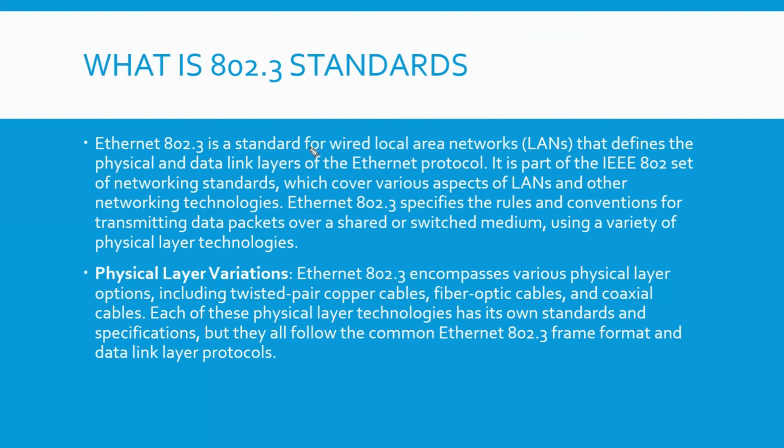Ethernet 802.3 is the wired LAN standard that defines the physical and data link layers of the Ethernet protocol. It is a part of the IEEE 802.0 set of networking standards, which cover various aspects of LAN and other networking technologies. Ethernet 802.3 specifies the rules and conventions for transmitting data packets over a shared medium using a variety of physical layer technologies, right?